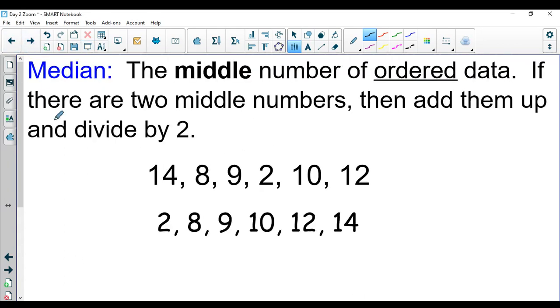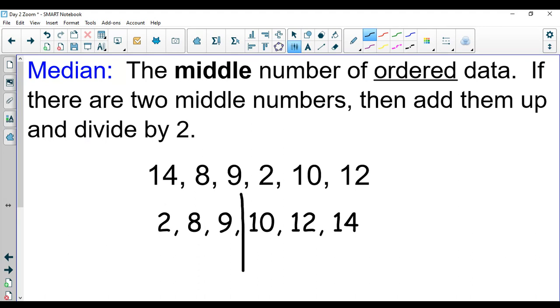The median. So the median is the middle number in a set of ordered data. Okay, so here's our data. We have to put it in order. And from there, we're going to go ahead and find the middle number. Well, as you can see, because there's 6 different numbers, there is no exact middle number. But if it was an odd number of data points, then we would have an exact middle, and that would be easy. So the middle is right here.